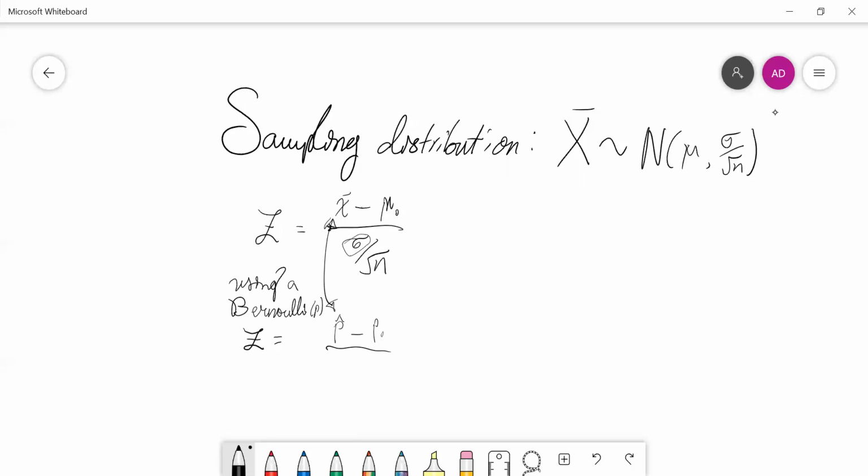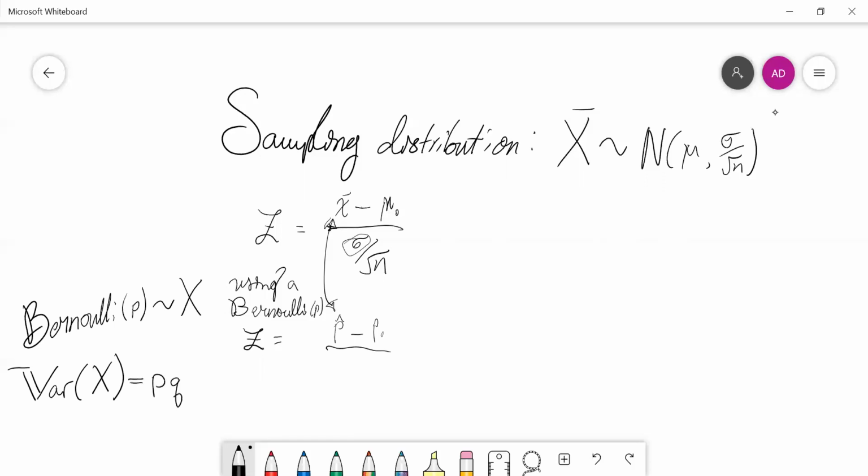The standard deviation of a Bernoulli random variable, I won't go through the entire derivation, but let's have x distributed as that. The variance, which is essentially a theoretical standard deviation, and again, this isn't something you need to memorize, the variance of x is defined to be pq, where q is equal to 1 minus p.